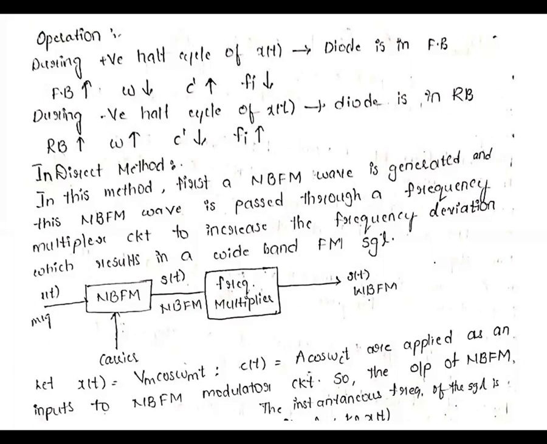For the positive cycle, minimum frequency is generated, F minimum, and for the negative cycle, maximum frequency is generated. So these maximum and minimum frequencies are generated alternately, depending upon the MOFT signal, which has positive and negative values. That is the sinusoidal signal. So that is the direct method of generation.